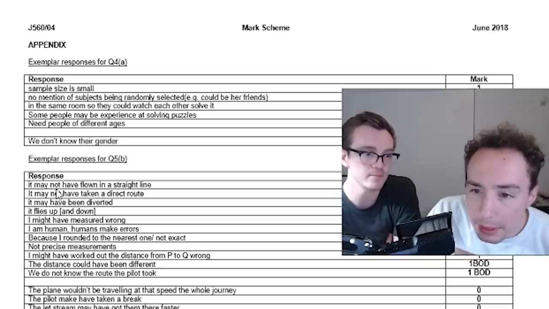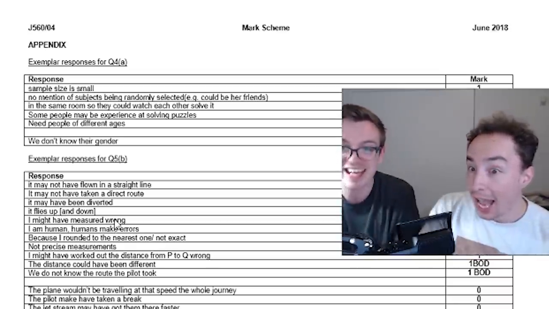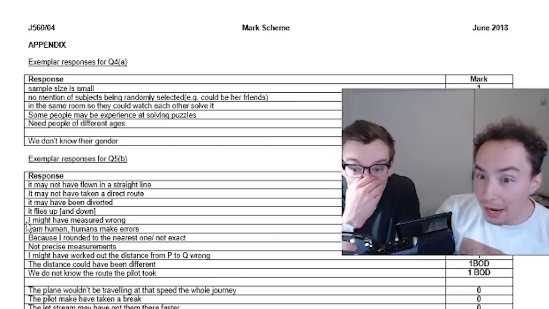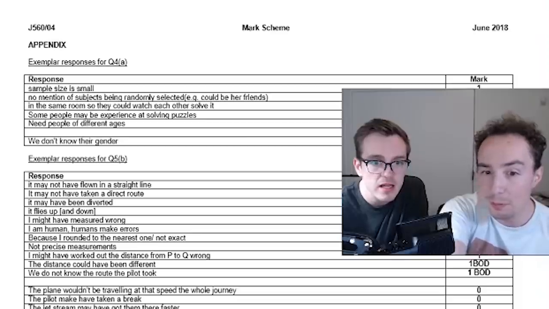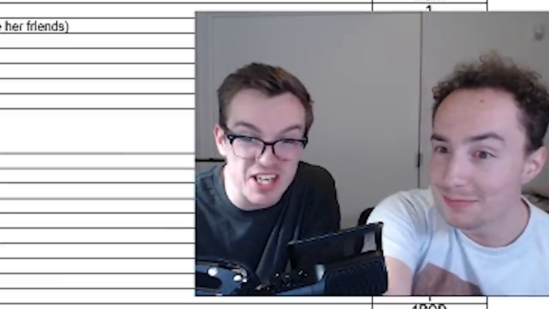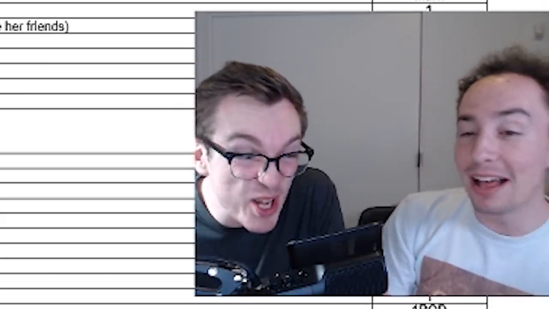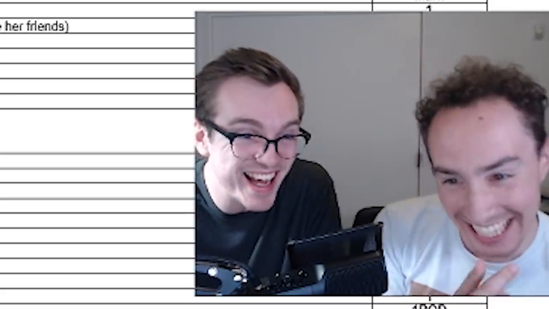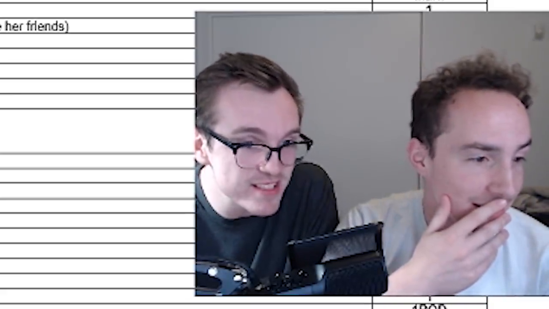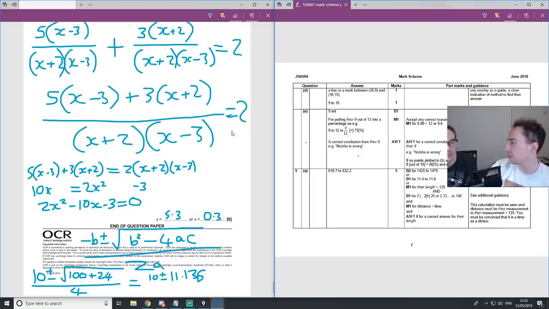All right. I might have measured wrong, 1 mark. We get a mark back. No way. That was the one where we didn't use a ruler. I might have measured wrong was a mark. You are joking. OCR giveth and OCR taketh away. So, okay, right. We're on to 10. That is absurd. All right, out of 100.